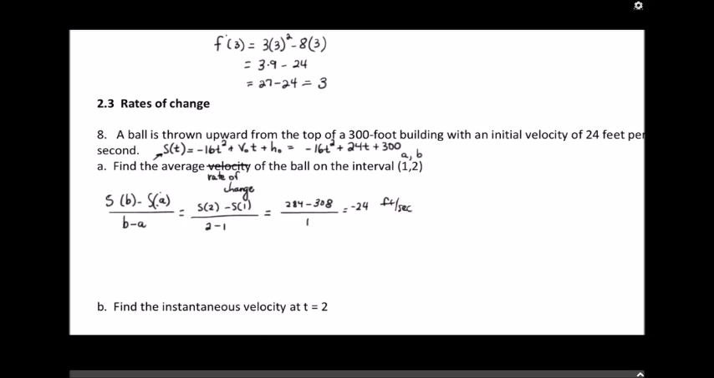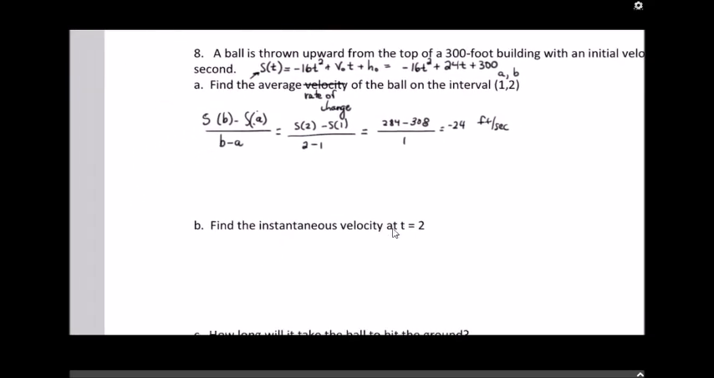What this is saying is between 1 second and 2 seconds of this ball falling, the average velocity is negative 24 feet per second. Now obviously between 1 second and 2 seconds the velocity is changing. If we calculated all the velocities between 1 second and 2 seconds and averaged them out, the average velocity would be negative 24 feet per second.